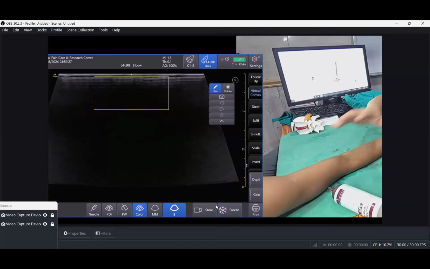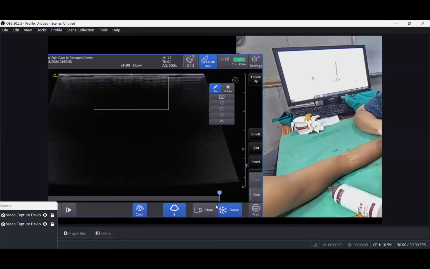Okay, so this is all regarding the elbow joint. If you want me to show any of the structures in the elbow joint, I can repeat this. Anybody wants to repeat any of the structures of the elbow joint?